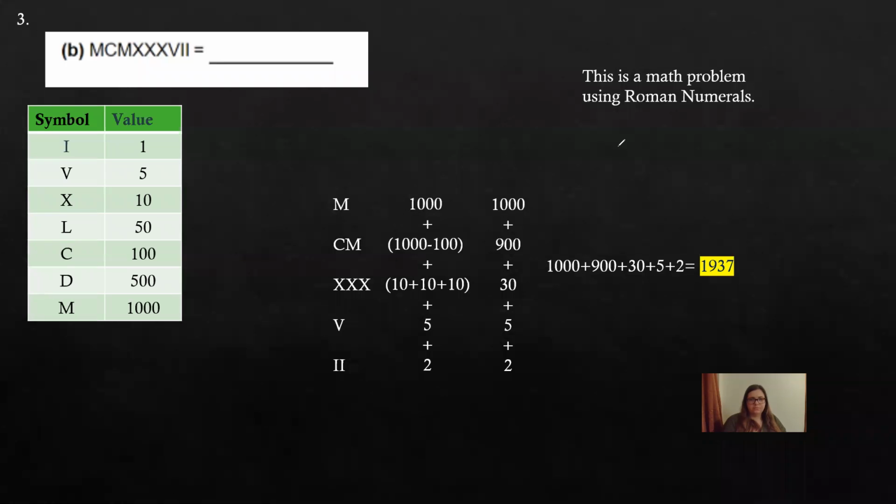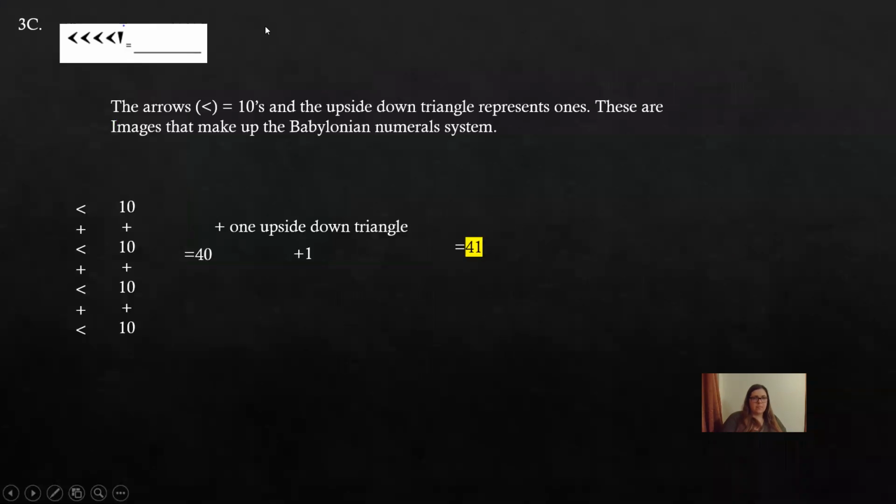Clear all the drawings. Go to the next one. All right, here we have the Babylonian numeral system. So we have 4 of these arrows, which are tens. So we have a total of 40, plus an upside down triangle right here is a 1. That's just 41. That's pretty easy.